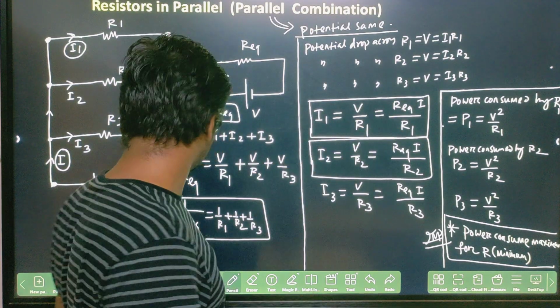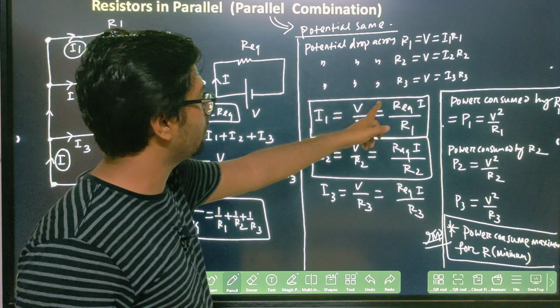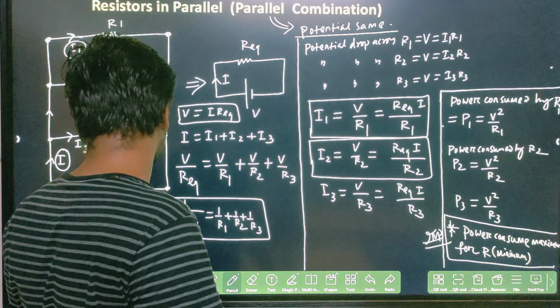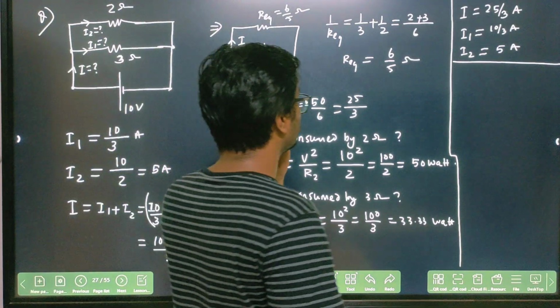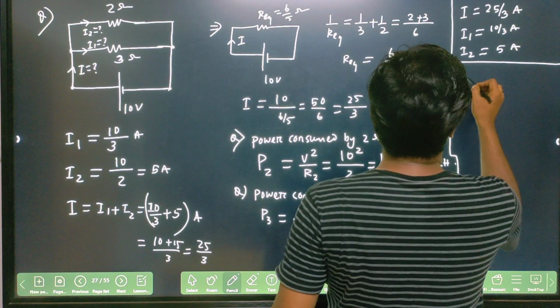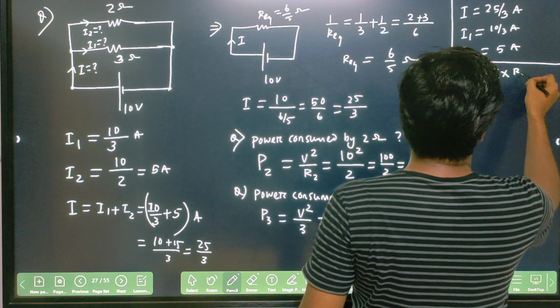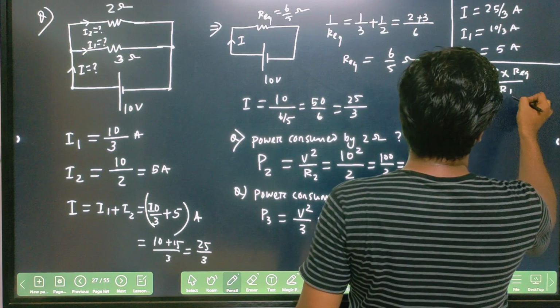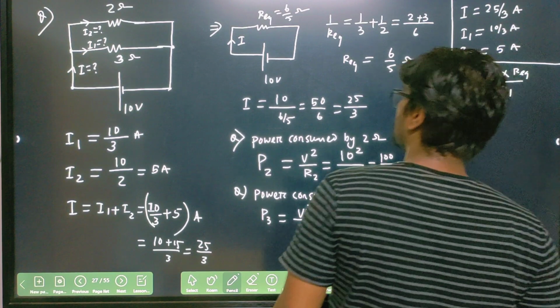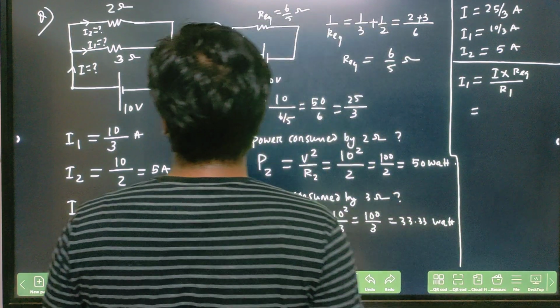So this thing I can show you in another way, by this formula. This formula I can show. So I1 is equal to R equivalent I by R1, right? So I can say that I1 is equal to I into R equivalent divided by R1, right? Clear?